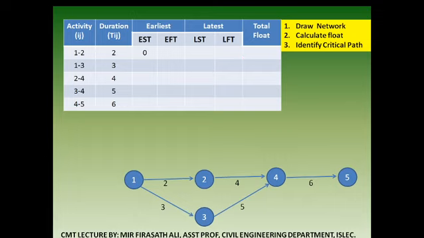First, the starting activity is always 1. From activity 1, 2 activities arise, activity 2 and activity 3. From activity 2, activity 4 arises. From activity 3 also, 4 arises. So we will join this. Okay, draw these arrows.